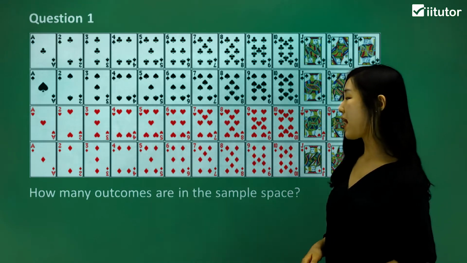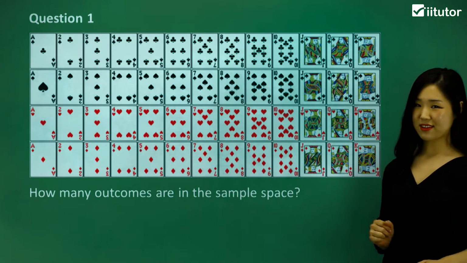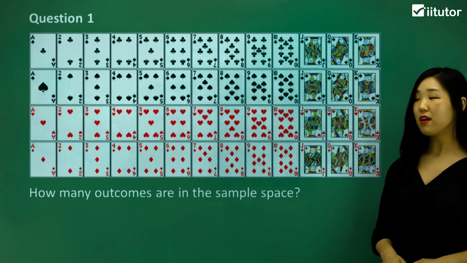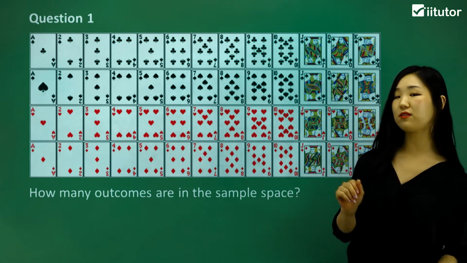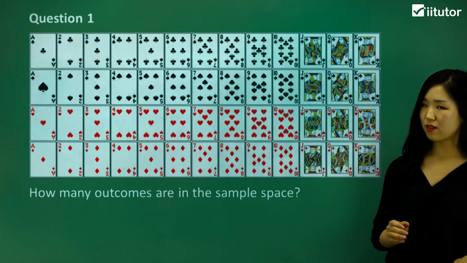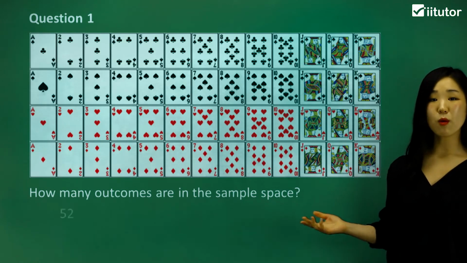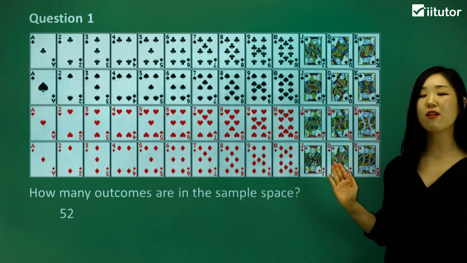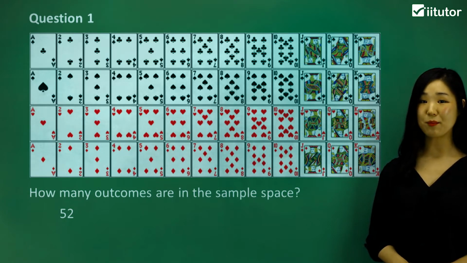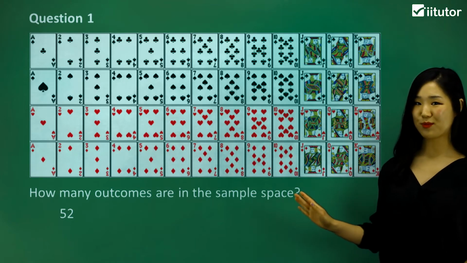It says, how many outcomes are there in the sample space? So the sample space is all the possible outcomes that we have. Every single individual card is different, guys. They have different shapes, or suits if you like to call them. They have different numbers, colours, and everything. So altogether there are 52 different outcomes. Every single card is unique on its own, so every single one is a different outcome. Alright guys, so 52 cards in the sample space.